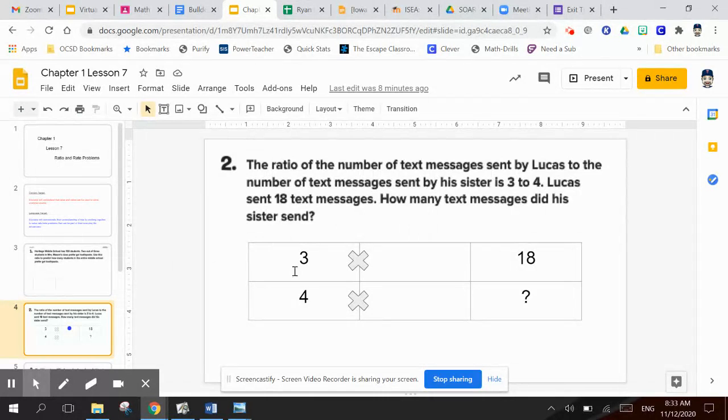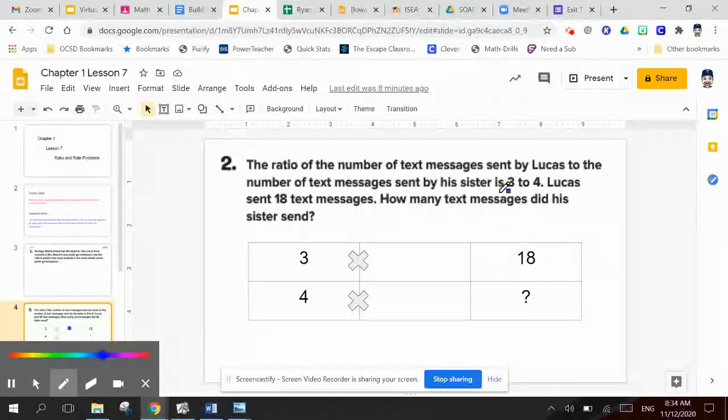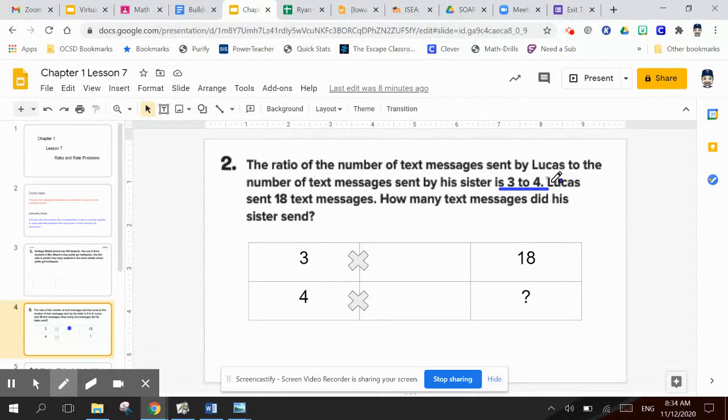So when I look at this, here's my ratio of 3 to 4. That's not 3 out of 4, that's 3 to 4. So for every 3 text messages Lucas sends, his sister sends 4. So if I want to know how many his sister sends, if he sent 18, I set up a rate table like this. And I have 3 to 4. That's my ratio. 3 messages that Lucas sent for every 4 messages his sister sent.